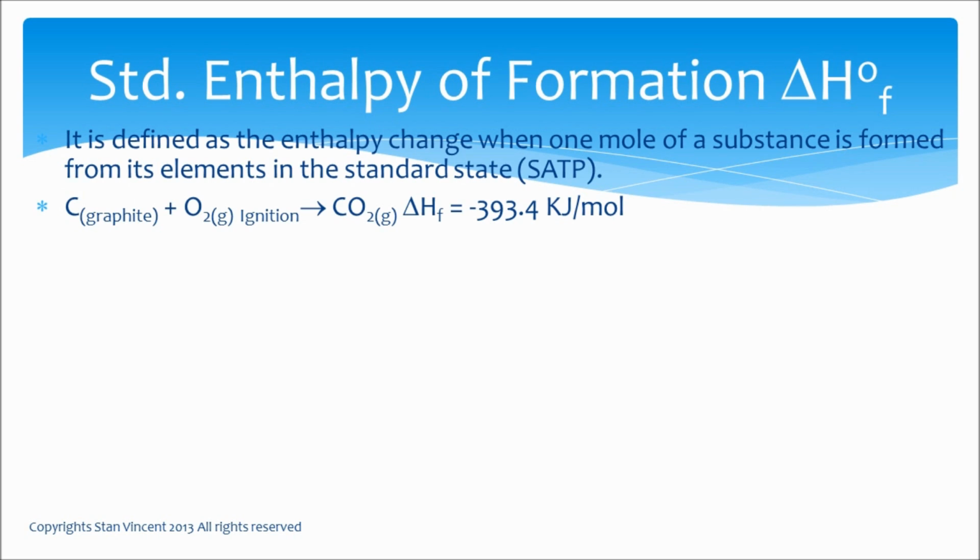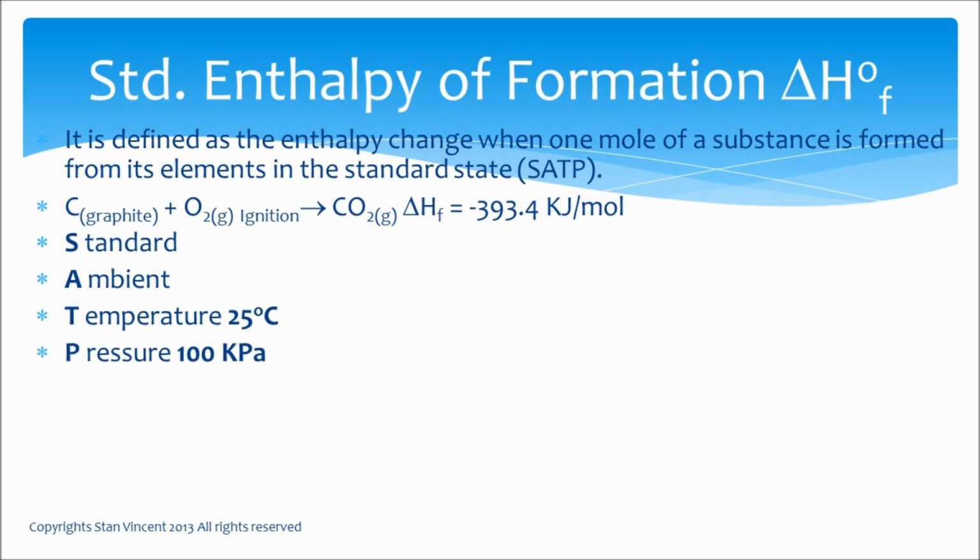In this equation, carbon, graphite, plus oxygen undergoes combustion to give you carbon dioxide, and the standard enthalpy of formation is minus 393.4 kilojoules per mole. Standard implies standard ambient temperature and pressure. If we are talking about ambient temperature, we're going to use 25 degrees Celsius or 298 Kelvin. The pressure we're going to use is 100 kilopascals.